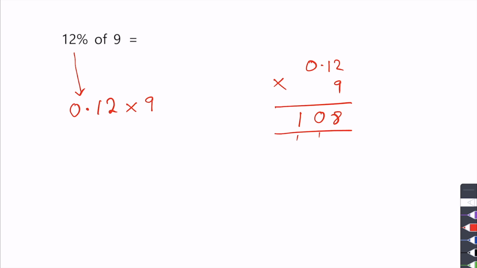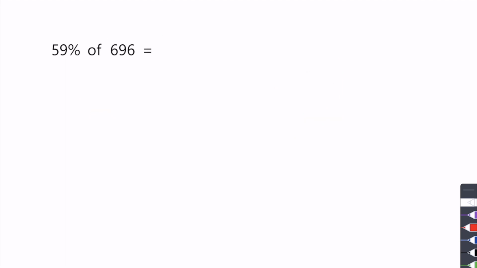We can see that there are two numbers after the decimal point, so we go back by 2, which gives us 1.08. And that's by far the easiest way to do a percent of an amount where the numbers are not very nice.